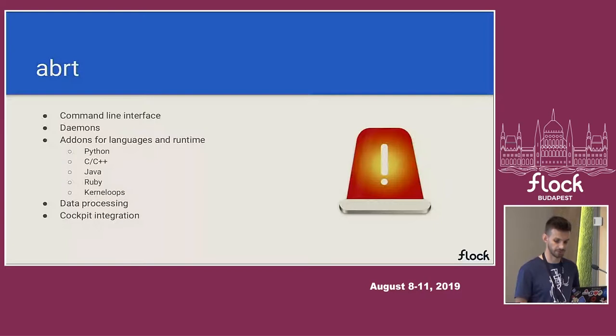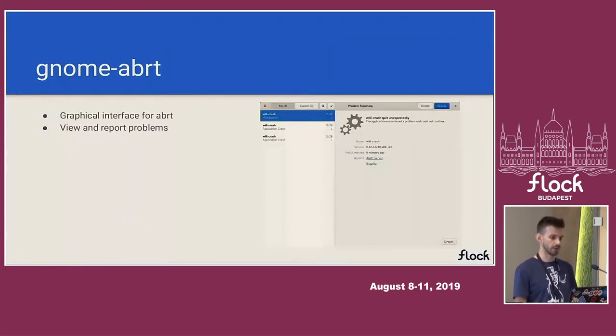Yeah, that was the Cockpit integration. So let's continue. We have GNOME ABRT, the graphical interface for ABRT. You probably know it. You can see the crashes that ABRT reported and see the details just as in Cockpit. And you can report the problems to different platforms like Bugzilla. You can also send mails, or if you have CentOS, you can send the reports to Mantis, which is Bugzilla for CentOS.